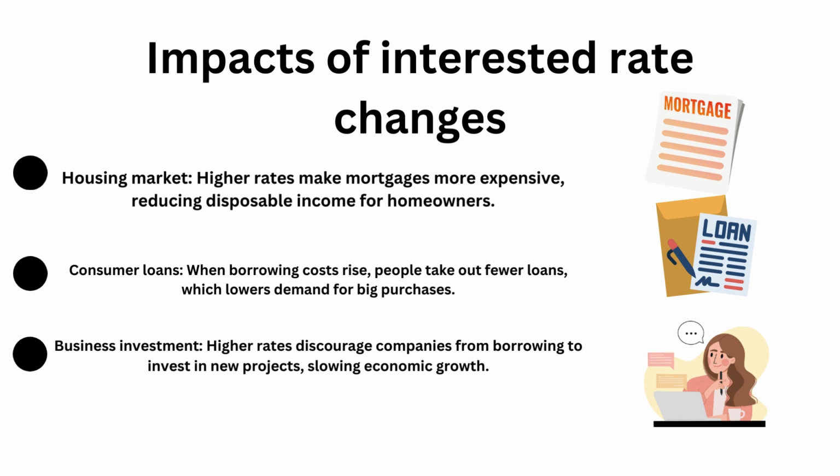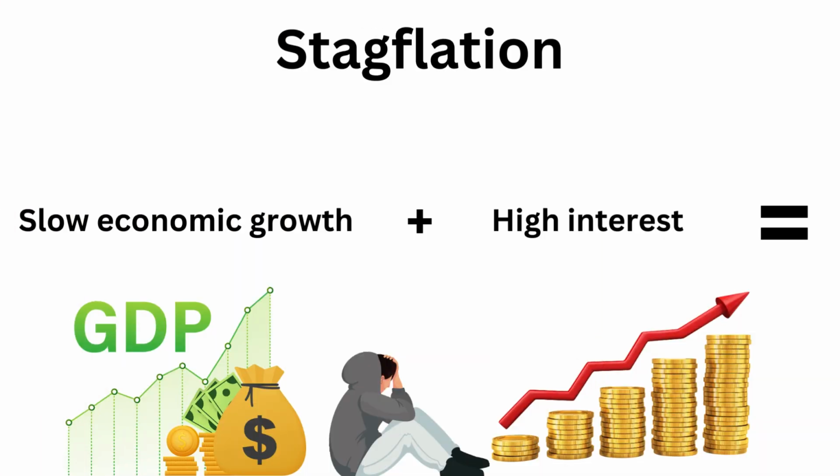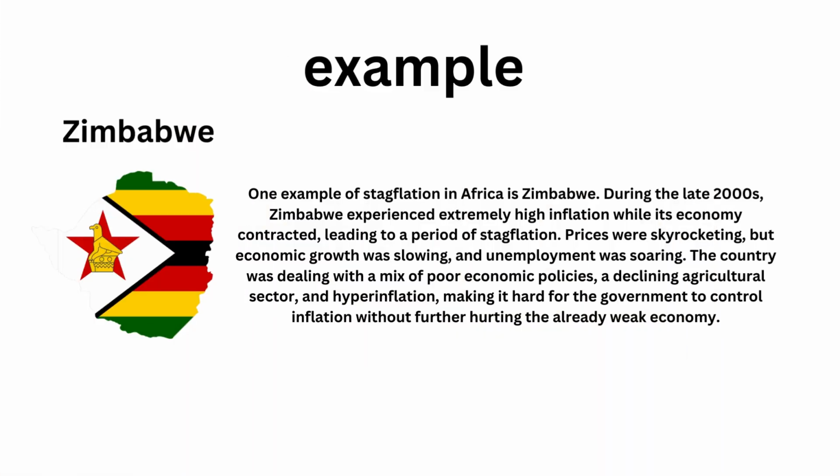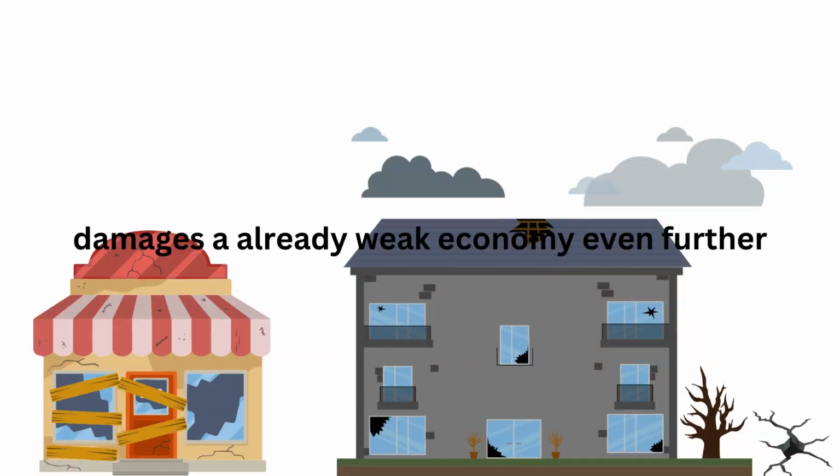Business investment. Higher rates discourage companies from borrowing to invest in new projects, slowing economic growth. Lastly, there's stagflation, a tricky situation where high inflation is paired with slow economic growth and high unemployment. This was a big problem in the 1970s, and it's especially hard to manage because raising interest rates to control inflation can slow an already weak economy even further.